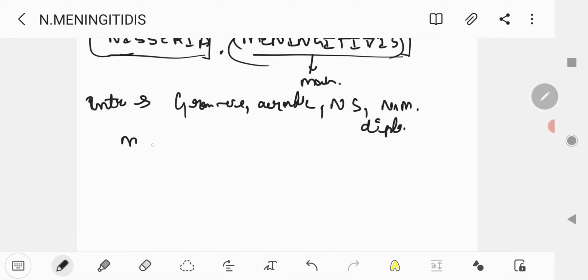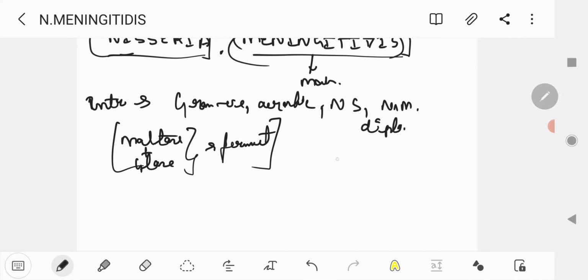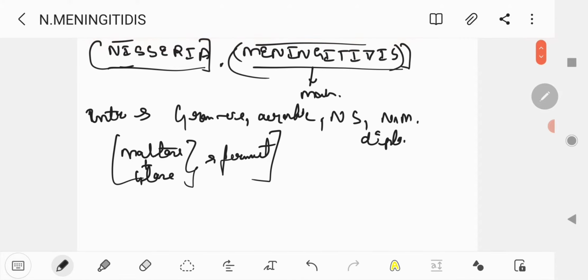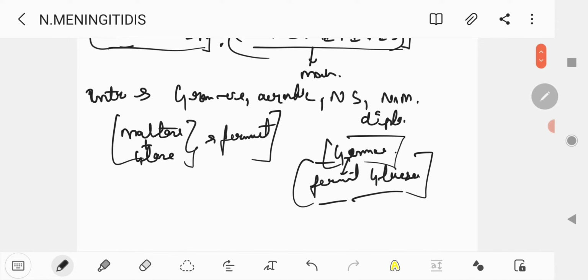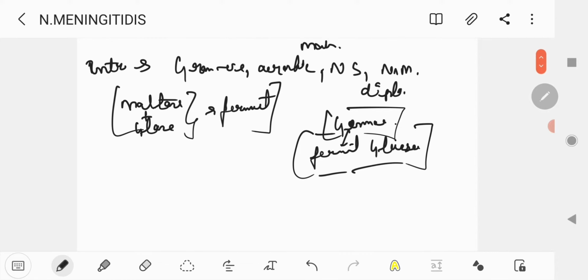Then it is a maltose and glucose fermenter. It can ferment both maltose and glucose. But the second species of this Neisseria is Neisseria gonorrhoeae, which does not ferment maltose. It only ferments glucose. So you can identify and differentiate this organism by the maltose test, whether it is meningitidis or gonorrhoeae.